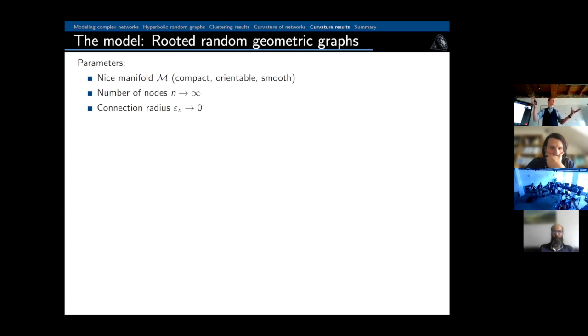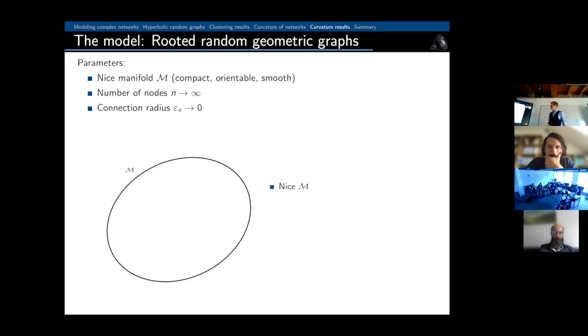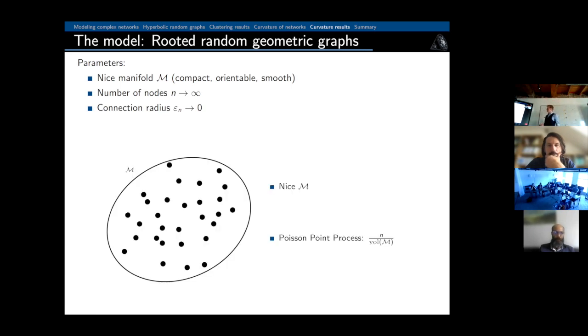The manifold is compact and has finite volume. So I start sprinkling more and more points, and then I need to decrease the connection radius. Again, this is because I want to collect a local property, curvature, so I need to look at smaller and smaller sections of my manifold. We sprinkle points according to a Poisson point process whose density is n divided by the volume of the manifold. That means the expected number of points is n. Then I look at every point and connect points if they're within manifold distance less than epsilon. That is my model for my random graph.